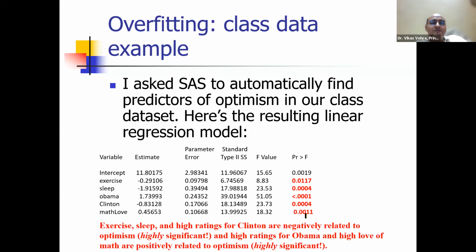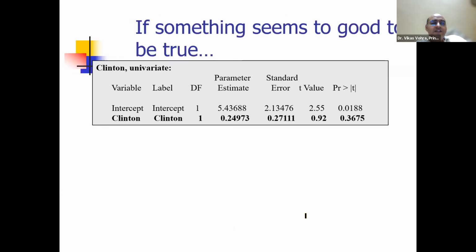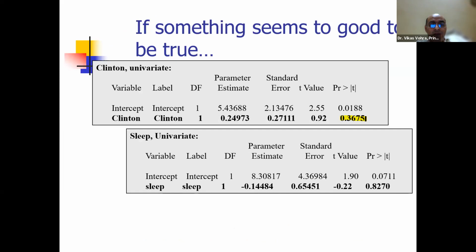So let us see whether the model was overfitting due to the number of variables we have chosen and included in the model. Let us see one by one. Let us see optimism and Clinton. Here you see it is not significantly related. Clinton has no role with optimism. If we see sleep, again, it does not have a significant effect on optimism. Optimism has nothing to do with sleep.